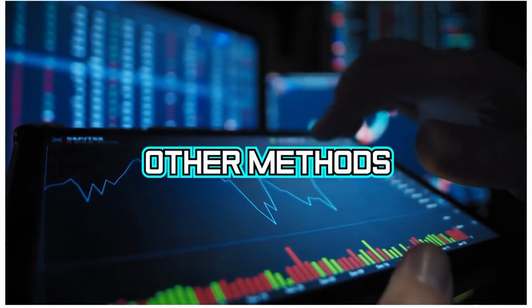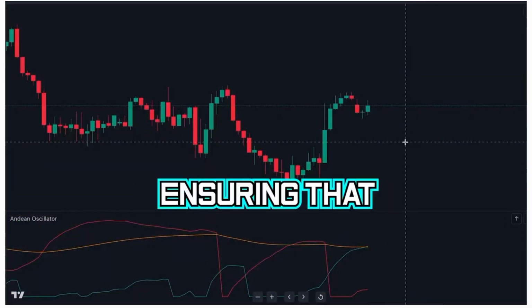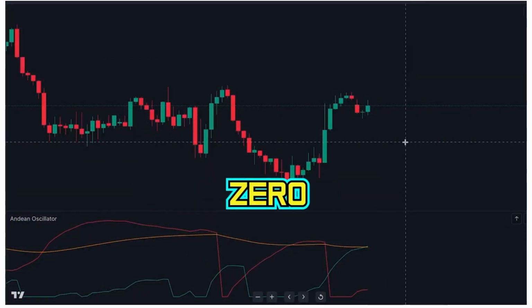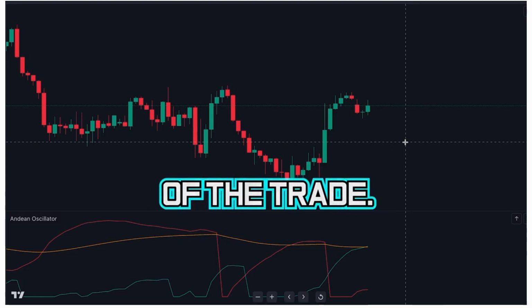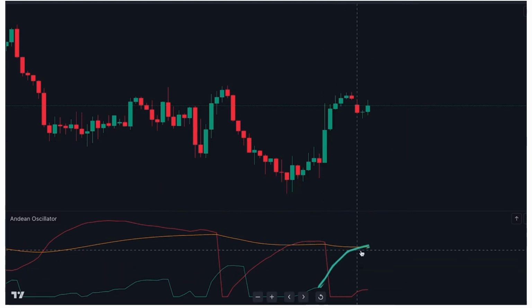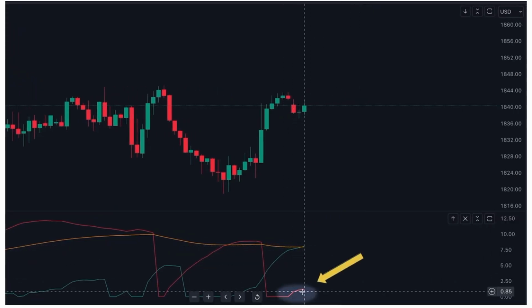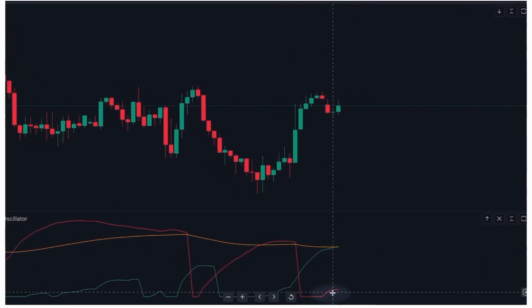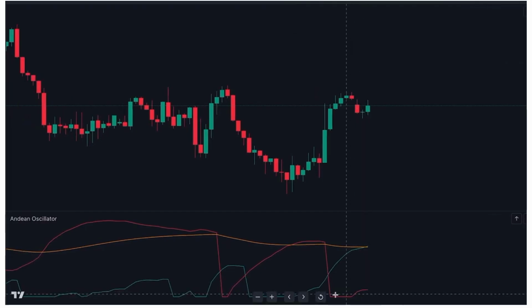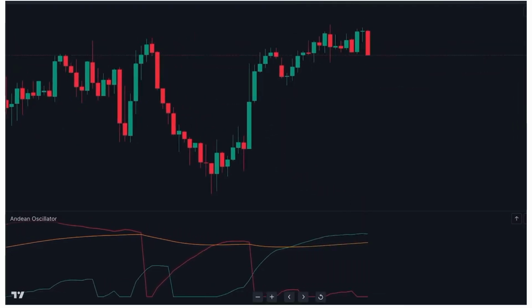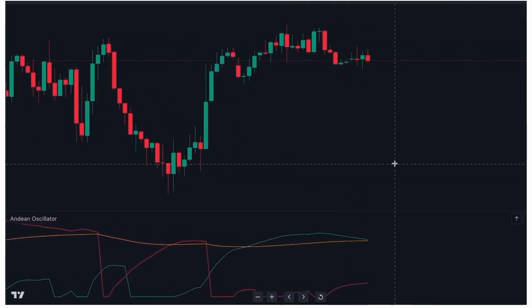However, there are other methods which can be more profitable. One of those methods involves ensuring that the component line has 0 variations at the point of the trade. Here we can see we have bullish momentum and we have the signal line crossing below the bullish component line, but if we look at the bearish component line, we can see it's not at 0. This means that there are still some sellers in the market. Due to this, we might want to skip this trade and wait on another.